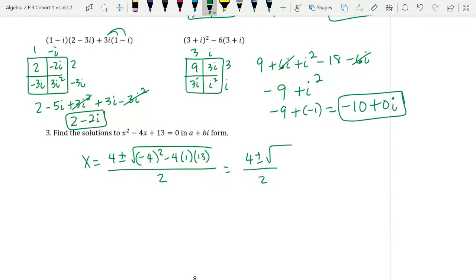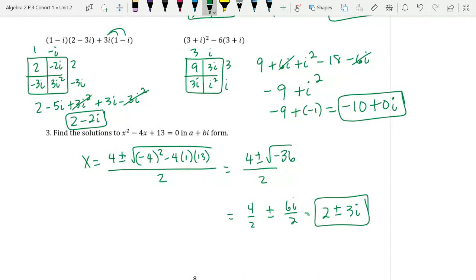That's going to help me tremendously. So if I type all that in my calculator correctly, I should get negative 36. Now, 36 is a perfect square, so negative 36 is kind of like a perfect square just with i in it. So when I rewrite this, I'm going to get 4 over 2 plus or minus 6i over 2. I'm getting 6i because the square root of 36 is 6. Since it's negative, it's 6i. And then I can break down each of those. 4 divided by 2 is 2. 6i divided by 2 is 3i.